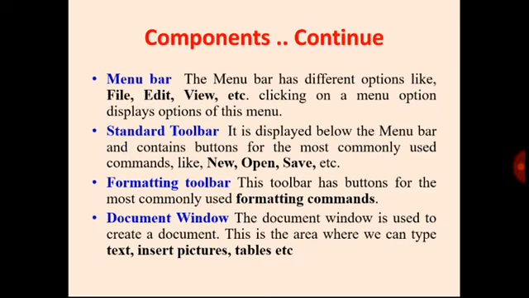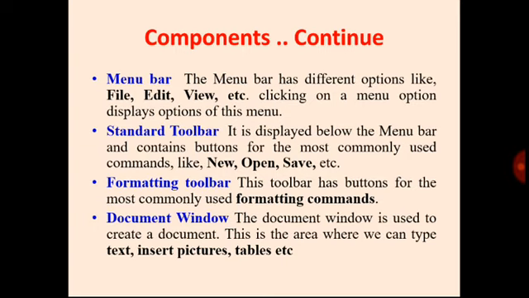Then the component menu bar. The menu bar has different options like file, edit, view, etc. Clicking on a menu option displays a list of options under that particular menu. Standard toolbar is displayed below the menu bar, and it contains buttons for most commonly used commands like new, open, save, etc.